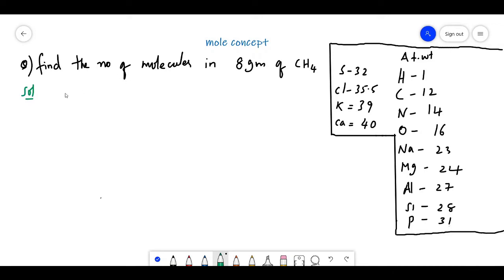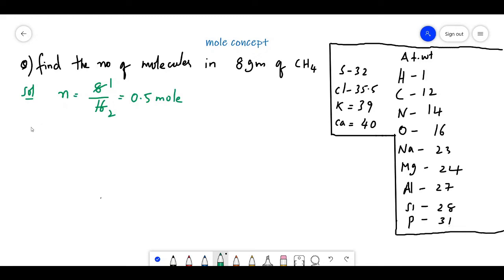First thing, you have to calculate the number of moles. The weight of CH4 is given as 8, and the molecular weight of CH4 is: carbon atomic weight is 12 and 4 hydrogens, plus 4. So 12 plus 4 is 16. So 8 by 16 is equal to 1 by 2, which is nothing but 0.5 mole.